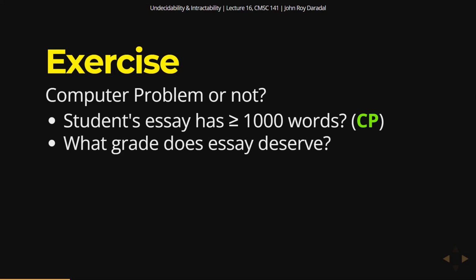How about giving the grade that the essay deserves? What grade does the essay deserve? Is this a computer problem or not?